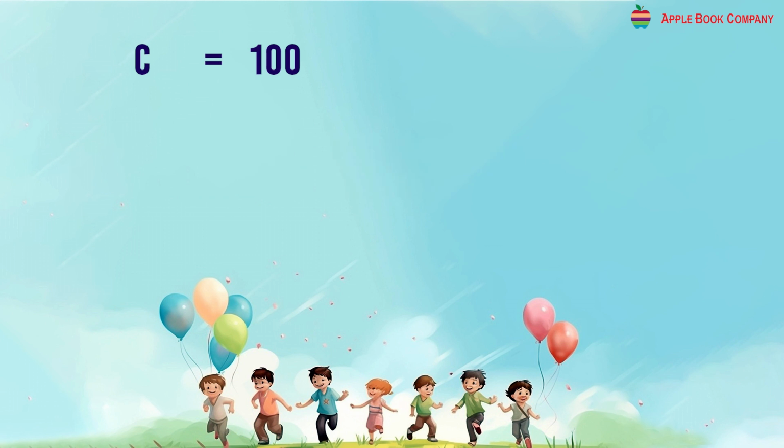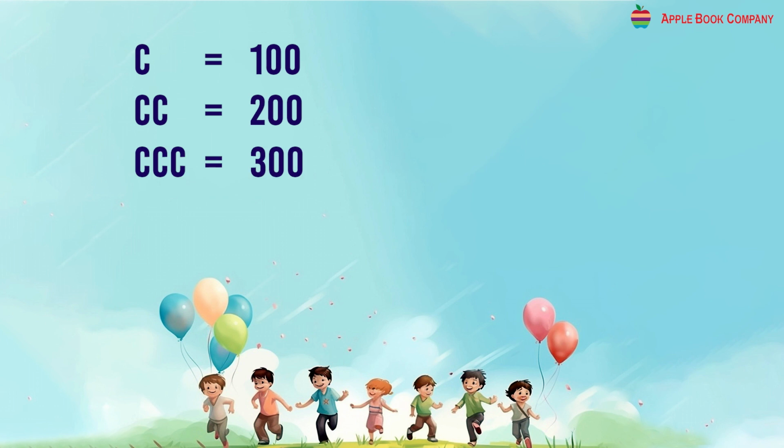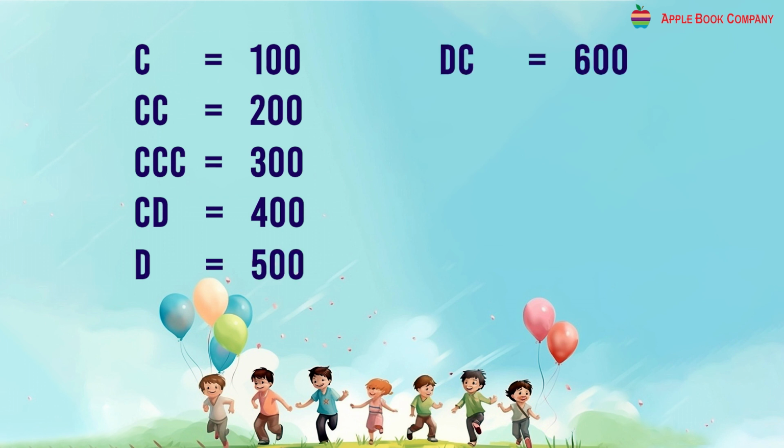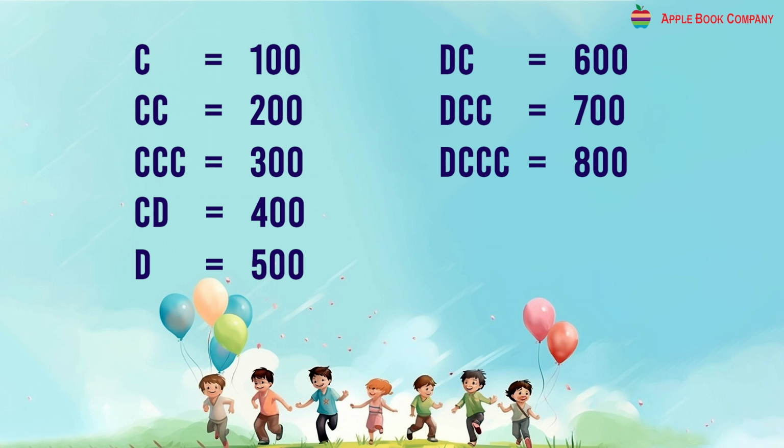Hundreds. C is 100, CC is 200, CCC is 300, CD is 400, D is 500, DC is 600, DCC is 700, DCCC is 800, CM is 900.